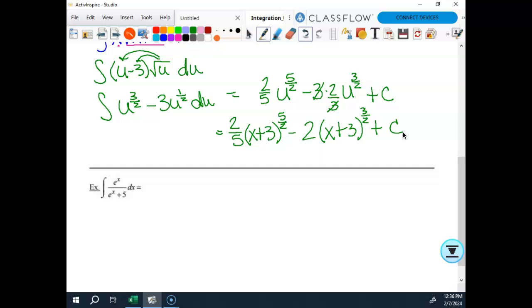Now I'm going to challenge you, because if this was a multiple choice question, this could be your answer choice, or it could be a factored form of this. See if you can factor out (x plus 3) to the 3 halves power. Factor out the GCF, or either way. See if you can factor that part out.